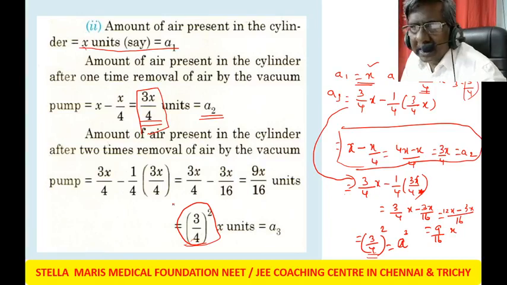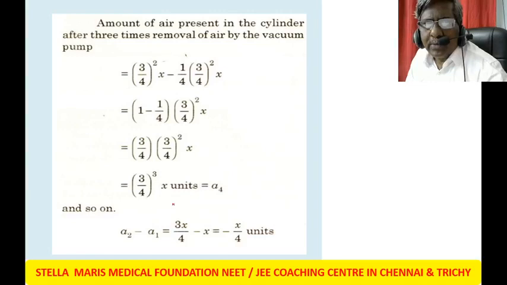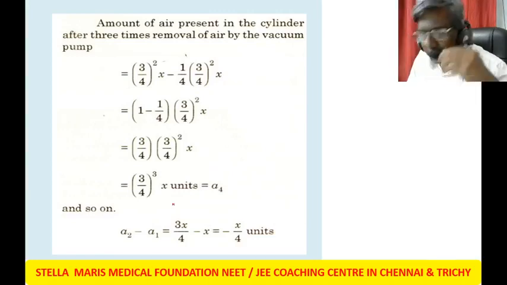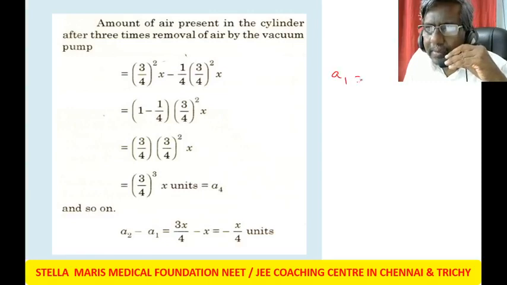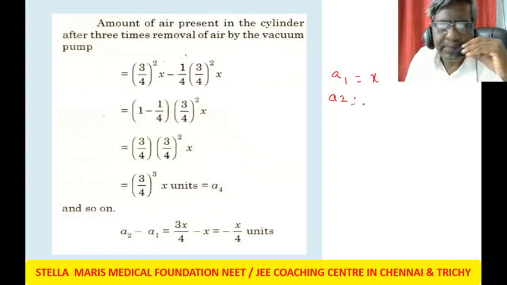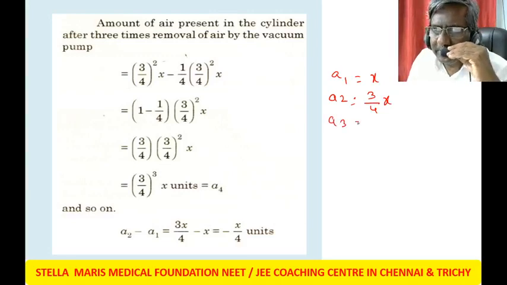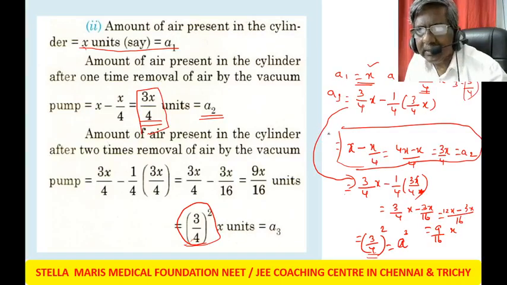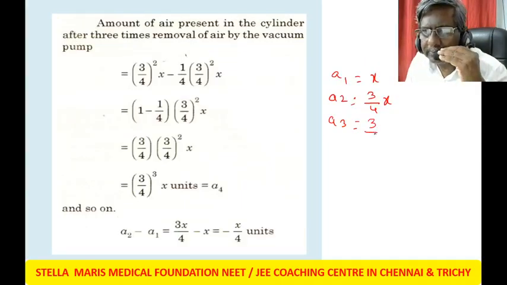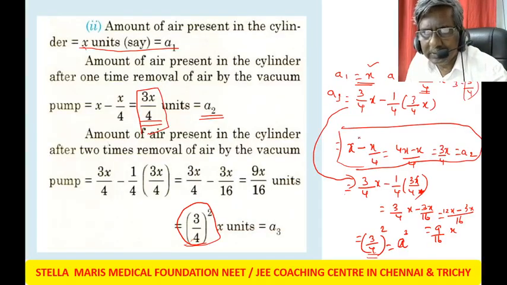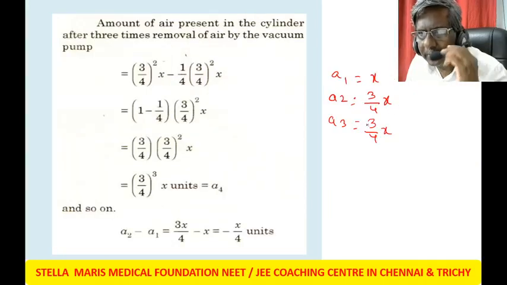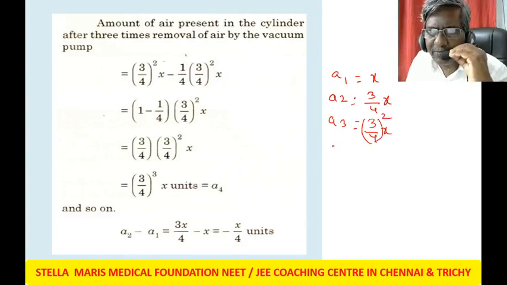Okay, I'll go to the next. The amount of air present after 3 times removal will be the cube. Now see, A1 you have got as x. A2 is 3 by 4x. A3 will be 3 by 4 square x. Then A4 will be 3 by 4 whole cube x.